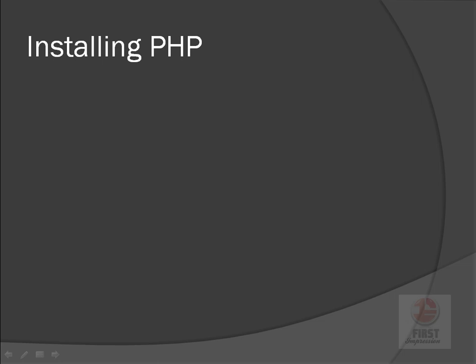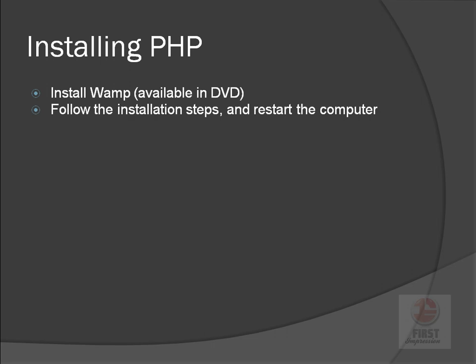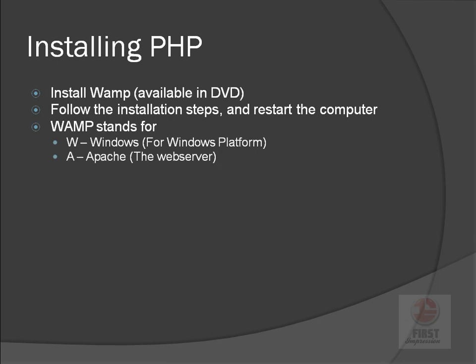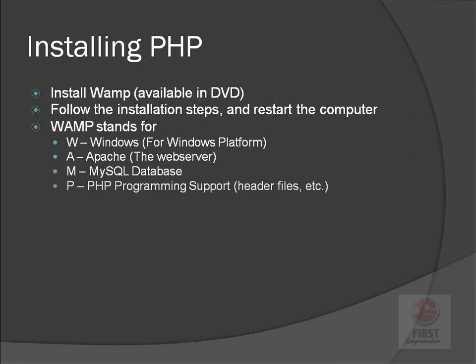First of all, let me tell you how do we install PHP. You have to install WAMP. WAMP is a software which is given to you on your DVD. Then follow the installation steps and restart the computer. WAMP stands for W is for Windows, A is for Apache. Apache is the web server that will be installed on your computers. M is for the MySQL database and P is for the PHP programming support.